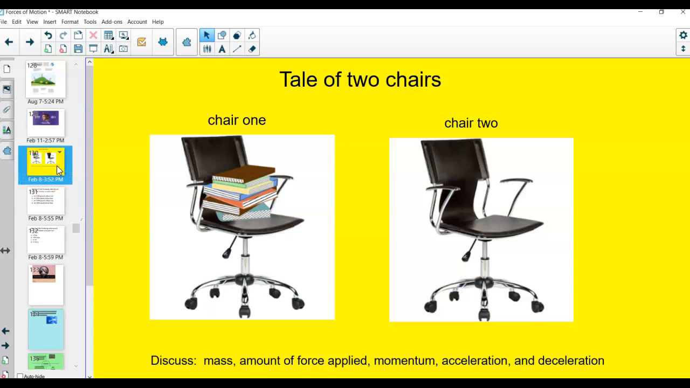So, a tale of two chairs. You have chair 1, and it's stacked full of heavy books. And then chair 2 is empty. Now, how could we go about using the words mass, amount of force applied, momentum, acceleration, and deceleration to describe what is going to happen when we push these chairs? I would like for you to go to Google Classroom and answer this question.